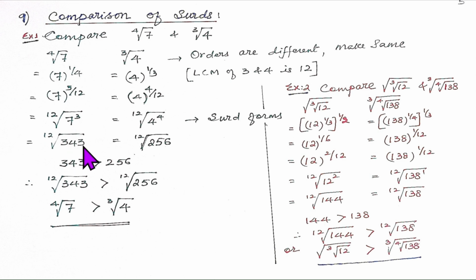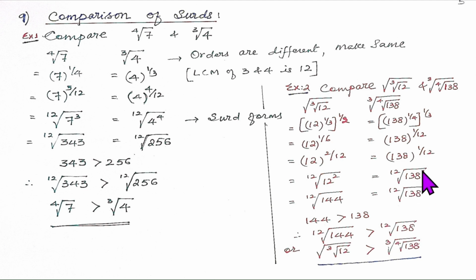Now 7 cubed is 343, therefore 12th root of 343. Here 4 to the 4 is 256, 12th root of 256. We know that 343 is greater than 256. It means that 12th root of 343 is greater than 12th root of 256. But 12th root of 343 is 4th root of 7, and 12th root of 256 is cube root of 4. The 4th root of 7 is greater than cube root of 4. So that is how we compare two surds.